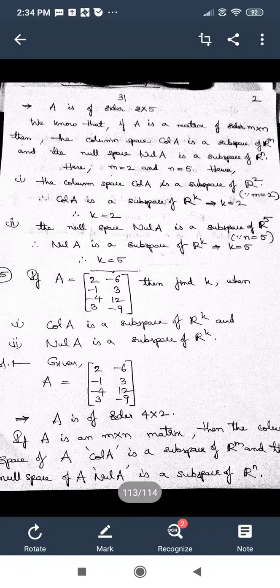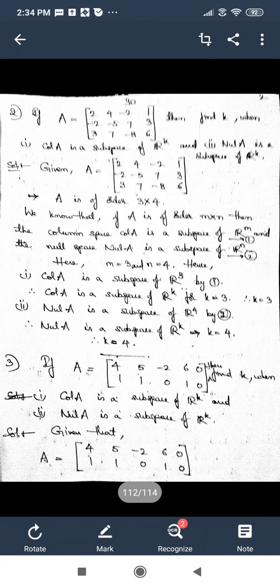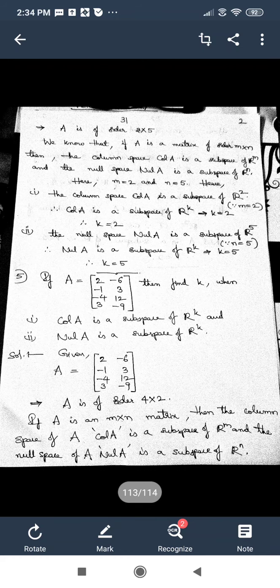That is how we can give the solution to the problem where there were 2 bits, one asking to find the value of k when column A is a subspace of Rk, and in the second bit we were asked to find the value of k when null A is a subspace of Rk. Here we have used the note point where the column space of A is a subspace of Rm, where m denotes the number of rows of the given matrix A and n denotes the number of columns of the matrix A.